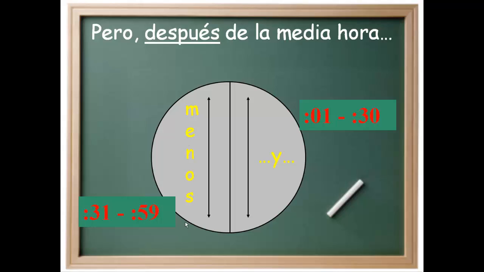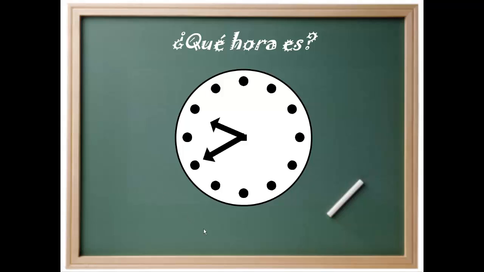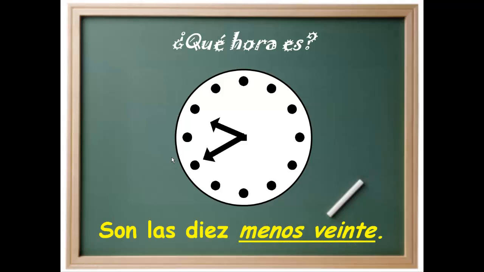The word menos means minus. So really what we're going to do is we're going to think about the new hour that's headed toward minus however many minutes it has yet to get there. Let's look at some examples. Here it's headed toward 10 o'clock. How many minutes away? 5, 10, 15, 20. So it's 20 minutes till 10. Or 10 o'clock minus 20 minutes. So that's how they say it. Son las 10 menos 20.